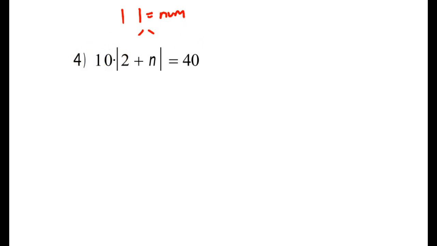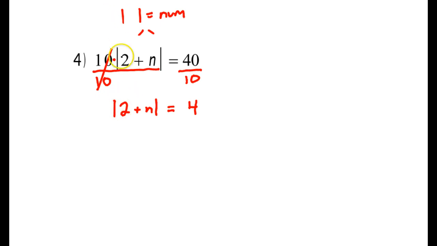So let's get rid of the 10. This means 10 times, right? There's nothing here, and that means multiplication. So what I'm going to do is divide by 10. You might be tempted to distribute. Don't do that. These are not parentheses. But we can have this multiplying by 10 canceled out by dividing by 10. Equals 4. And now it's just like we've been solving.